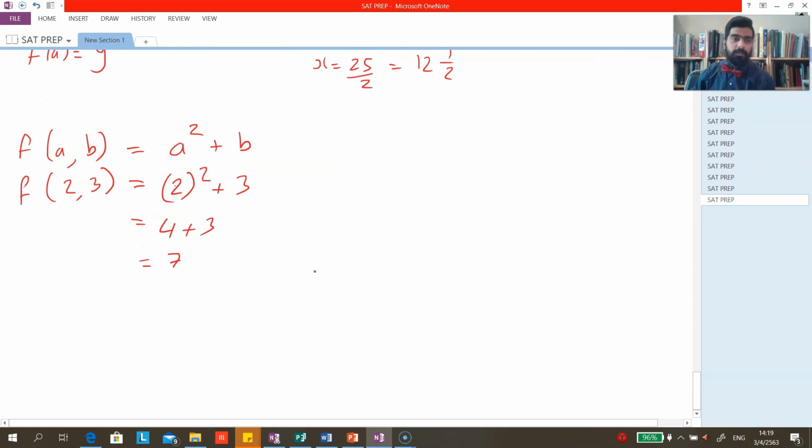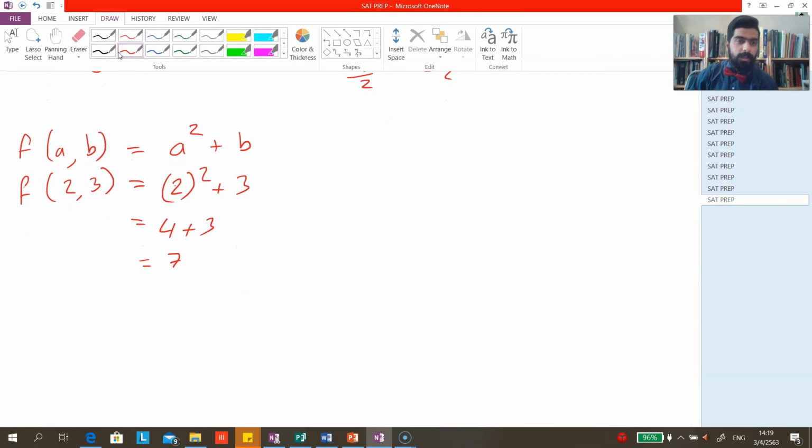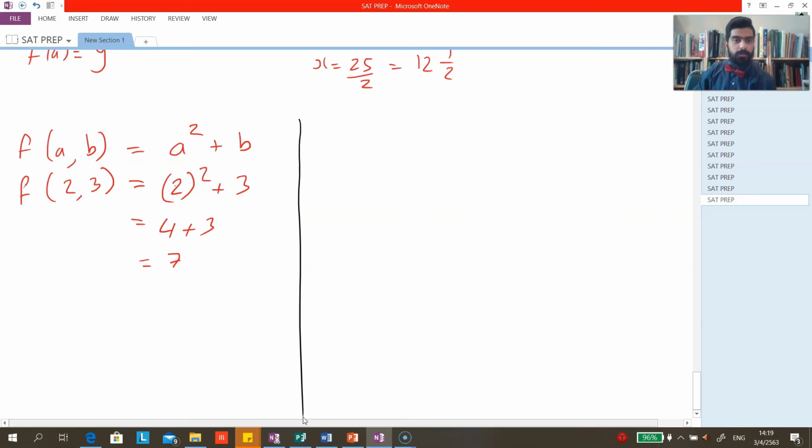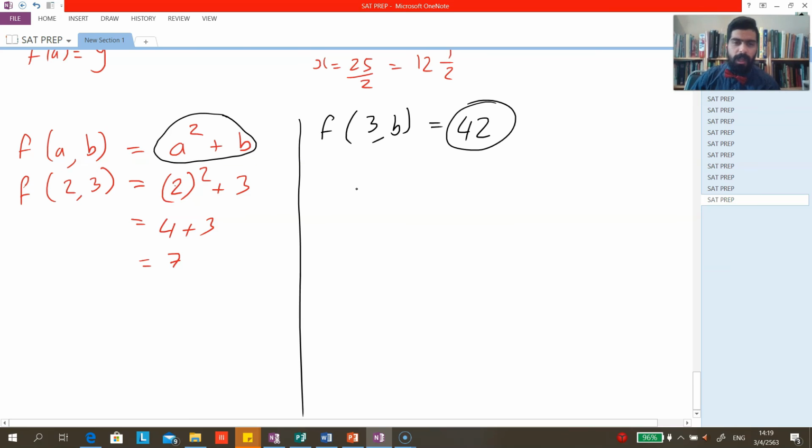Now using this, let's say they are telling us to find, let me see the question here, f of, using the same equations, 3 comma b is equal to 42. And we have to find the value of b here. And what do we know from here? We know that f of a comma b is equal to a square plus b, and we know that this is equal to this, right guys? So we know that a square plus b is equal to 42.